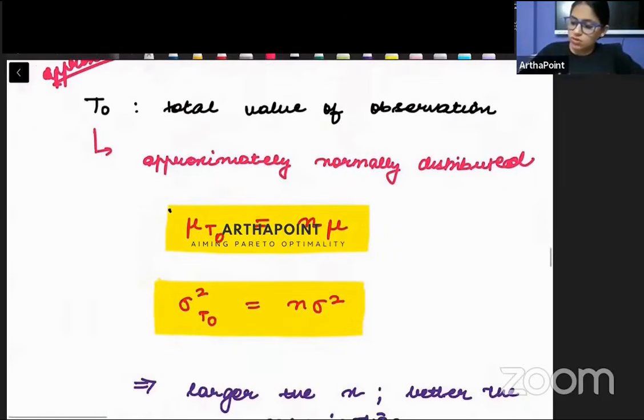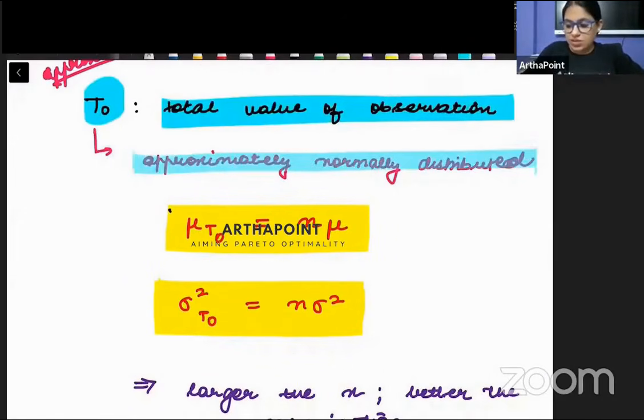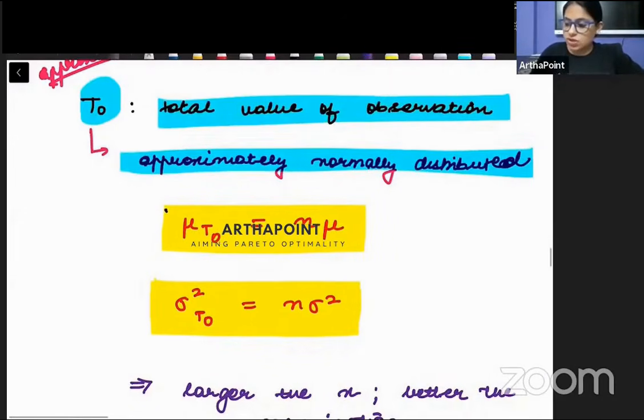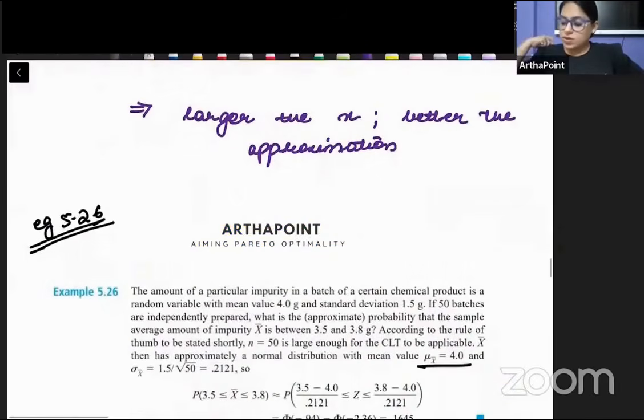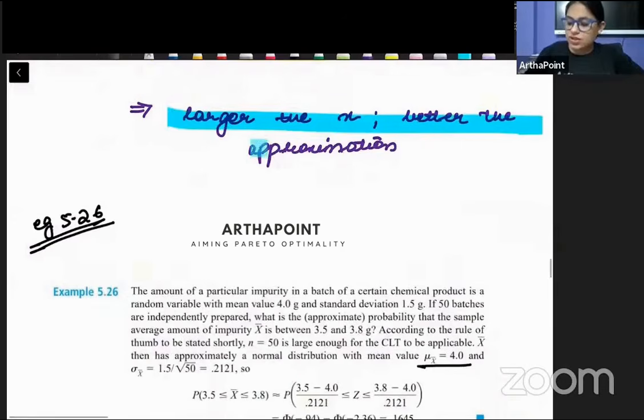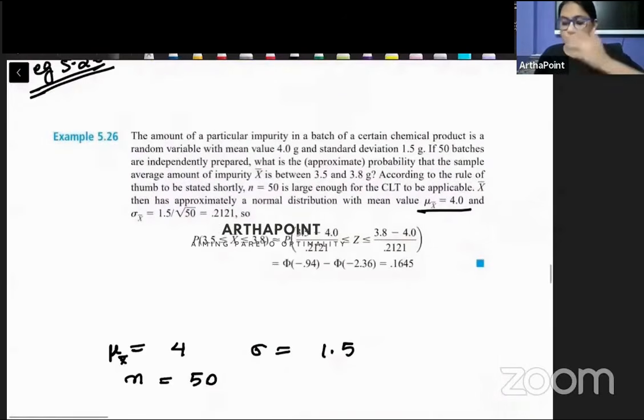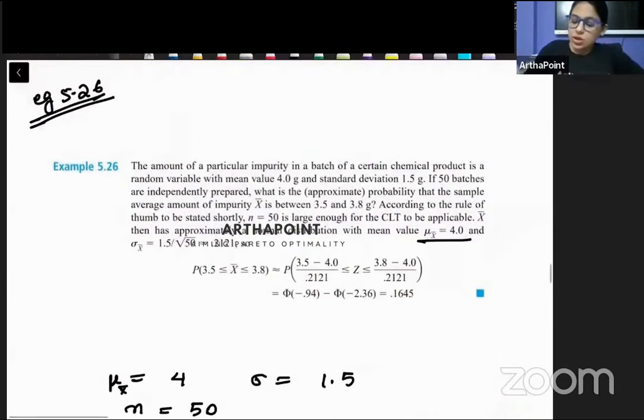Okay, so now we have also talked about T naught. T naught refers to the total of the observations, and it is also approximately normally distributed. Here you have n mu, and here you have n sigma square. Okay, so we have talked about this also. The larger the n, the better the approximation. Okay, beta. Now we need to take this example. So here, example number 5.26.